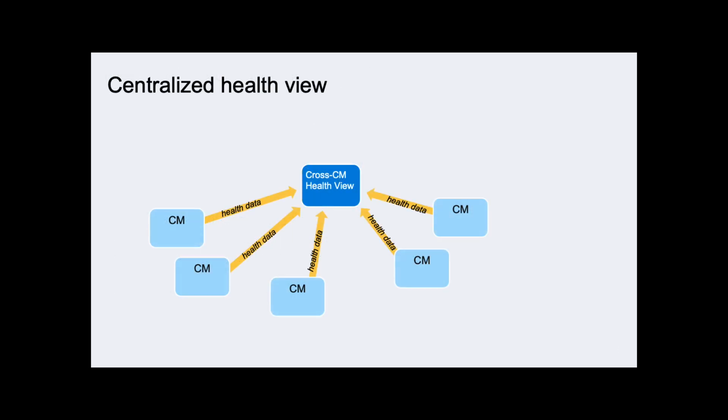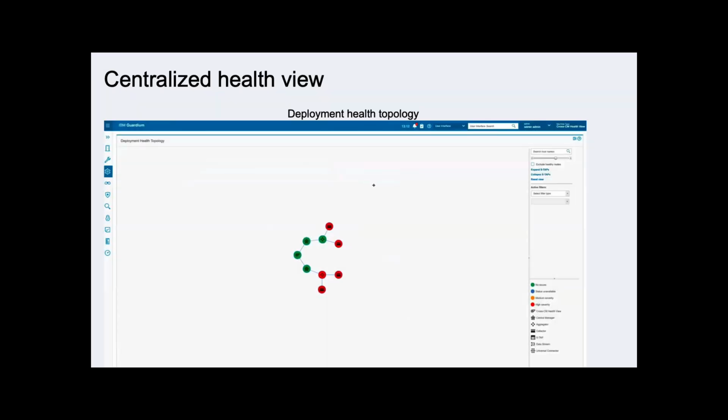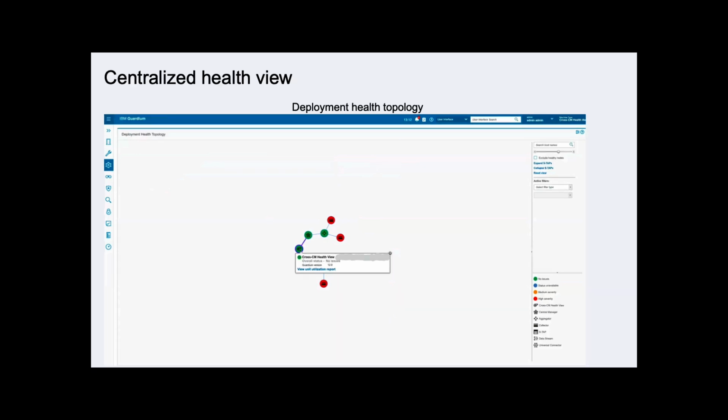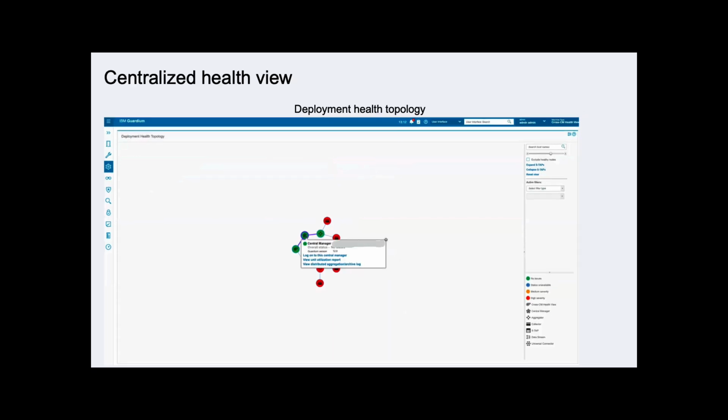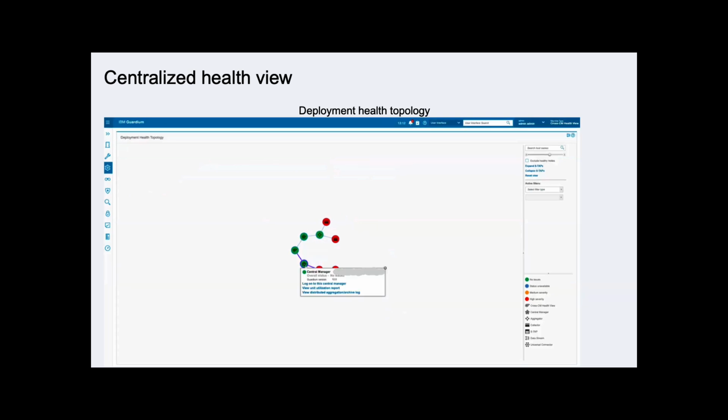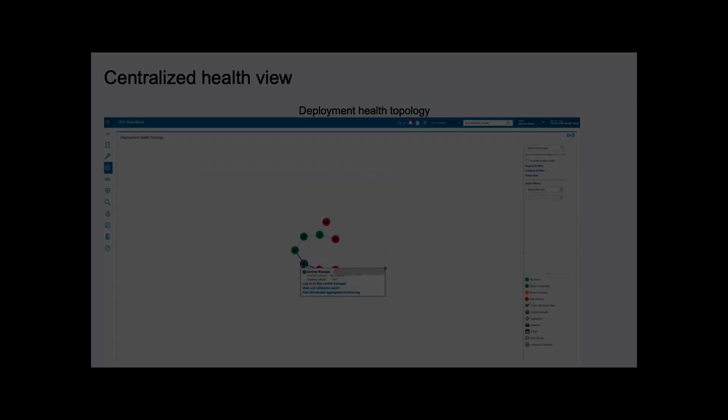Now let's look at the centralized health view you get when logged into the Cross CM Health View unit. Here's the deployment health topology. In this example, we see the Cross CM Health View as a central node and two central managers, each with their associated managed units and STAPs.